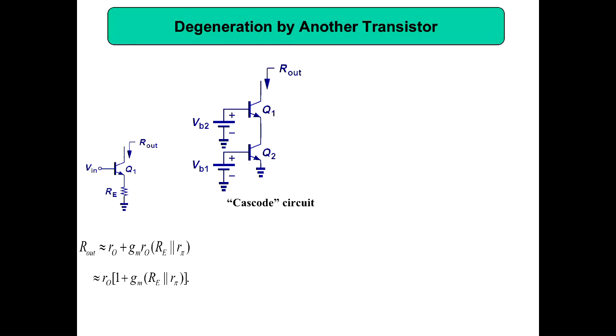So if I do take into account the early effect, meaning we are not omitting the early effect, then my question is: instead of RE, what will you get here? RO, because RO2 of Q2 is equivalent to R out, and then you have the transistor Q1, and then you are getting RO2. In order to understand this better, I can draw and show you.